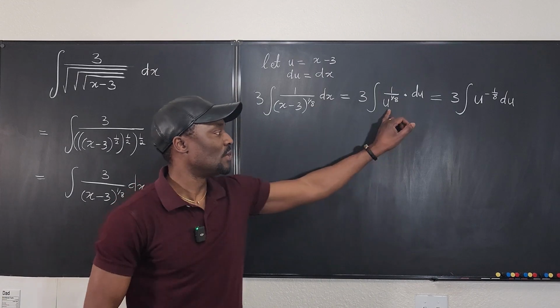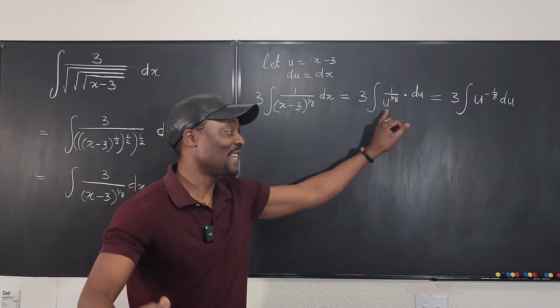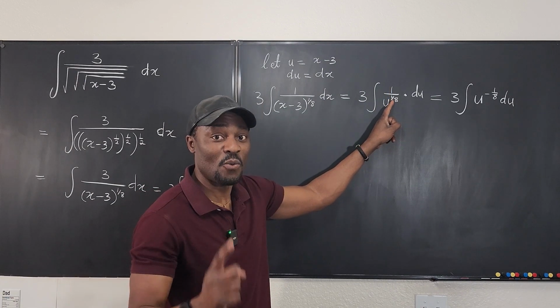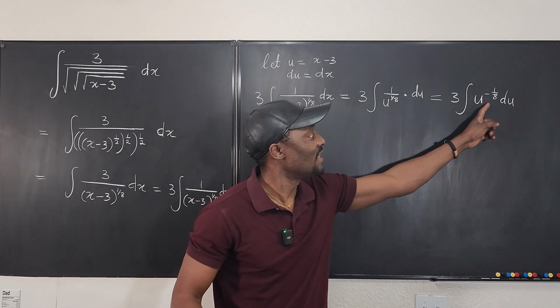du. Okay, please do not do natural log here. Not everything 1 over something is natural log. Once it is not 1 over u, as long as the exponent is not 1, you cannot do natural log, okay? You have to rewrite it the way I just did.